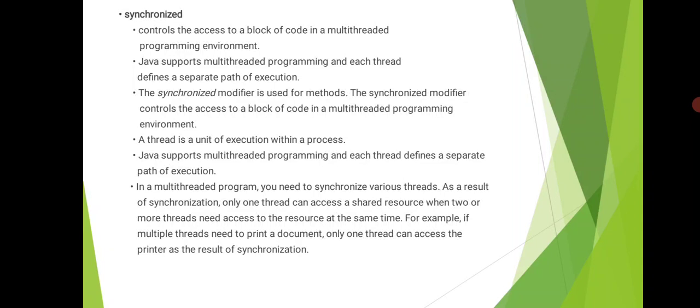Java supports multi-threaded programming and each thread defines a separate path of execution. Java is a multi-threaded language because it supports the multi-threading concept, and each thread defines a separate path of execution, because a thread is an executable program. The synchronized modifier is used for methods. It is used only for methods.